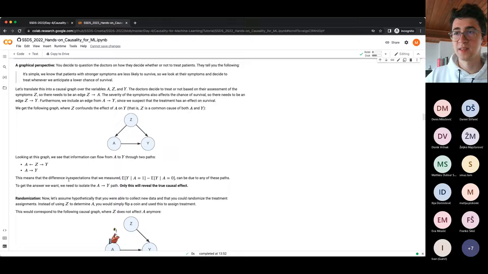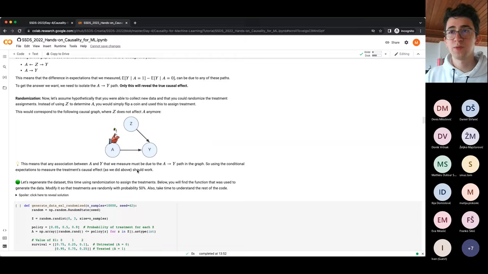And actually what this means is that this can only be due to these parts, which again means that to get the answer, we need to isolate A and Y, right? Because this thing is actually considering the confounder, but we need to isolate it. We just want to have this below arrow, not any information flowing across this fork, yeah? And only this will reveal the true effect. And so how can we do this? Well, one of the tricks one can do is randomization.